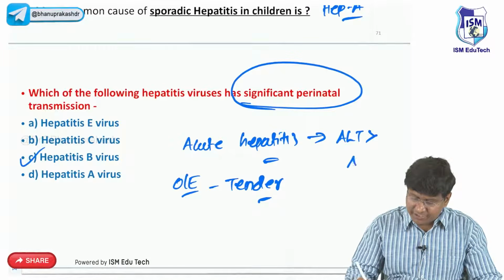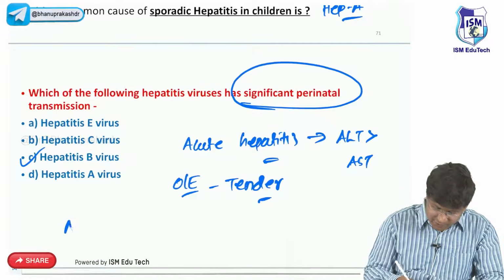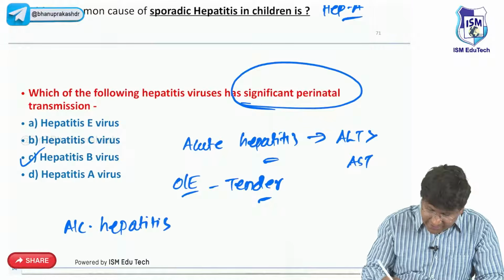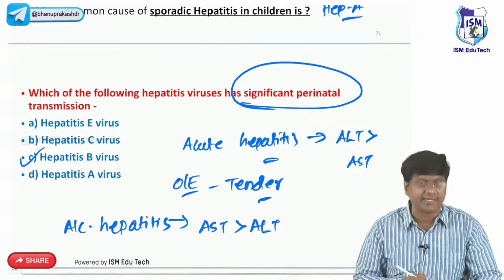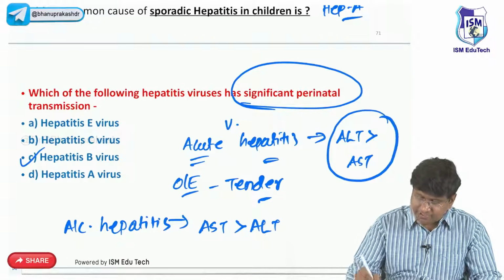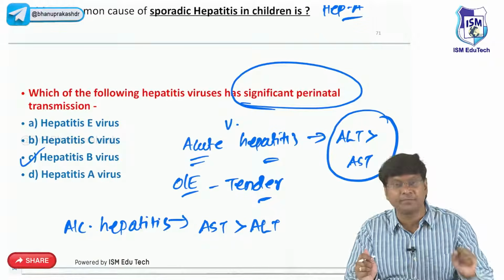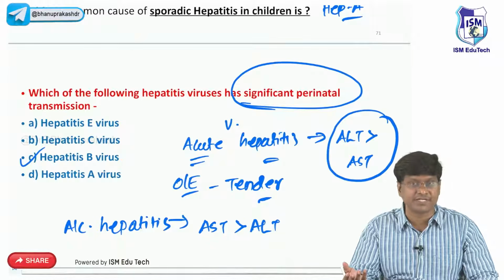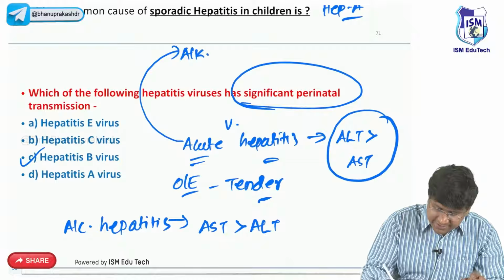The ALT is more elevated than AST in case of hepatitis. Whereas in case of alcoholic hepatitis, the pattern is exactly reverse: it is AST which is more elevated than ALT. Whereas in acute viral hepatitis, it is ALT that is more elevated than AST, right? So this pattern is a very, very important question. And the other enzyme which is elevated in acute hepatitis is alkaline phosphatase.